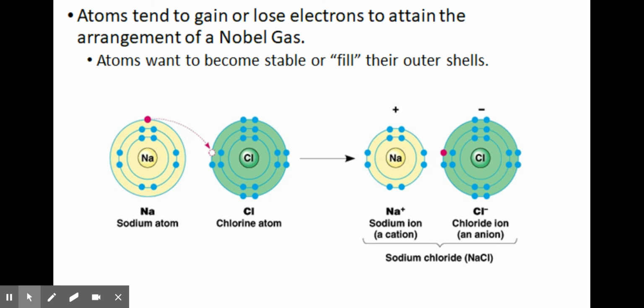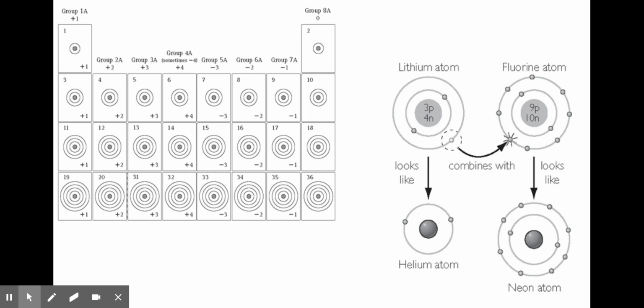Okay, atoms tend to gain or lose electrons to attain the electron arrangement of a noble gas. Atoms want to become stable or they want to fill their outer shells. Okay, this is why this is called noble gas envy. This is something that we can say is really powerful in helping us predict the charges on ions. Noble gases have chemical stability. It appears that atoms will combine with each other to form compounds only if the result is something fairly stable. So take a look here.